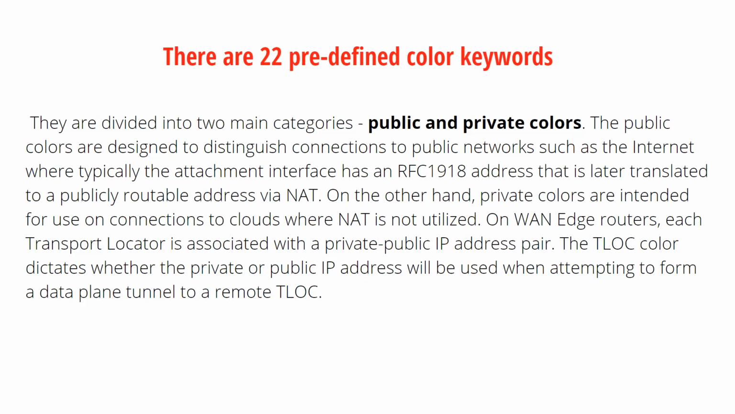Most sites, let's say if you have internet connectivity, of course, have a private address and a NAT translated address, a public address. So when I form a tunnel to MPLS, which IP should I use? Practically, I should be using the private address, right? When I form a TLOC to the other side.